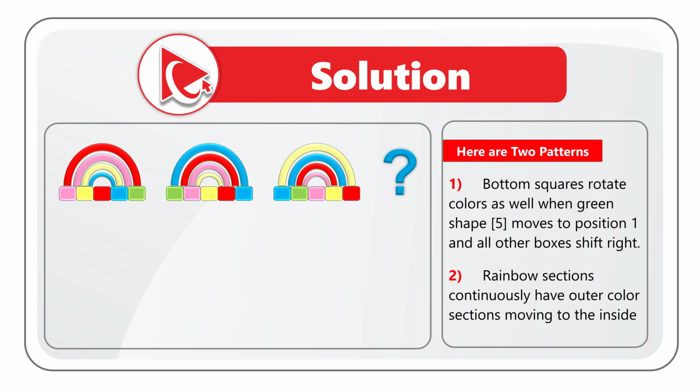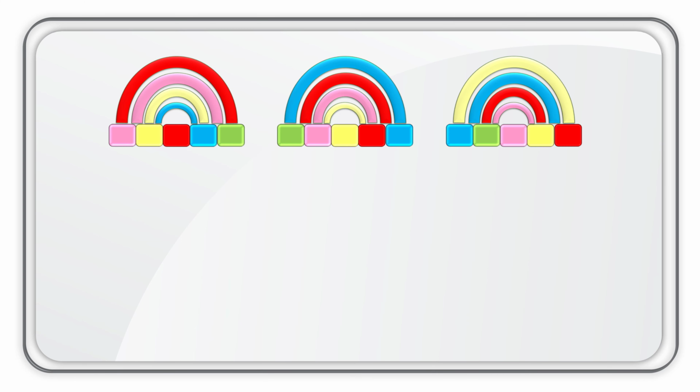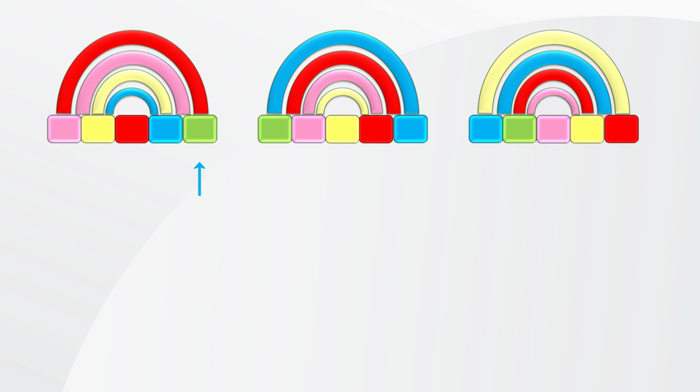To make things easier, let's focus on the bottom pattern first. Let's focus on the squares. If you look closely and focus on the green square, you see that in the sequence 1 shape, the green square is in position number 5. And in the sequence 2 object, it moves to position number 1.